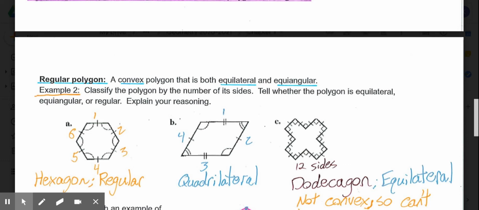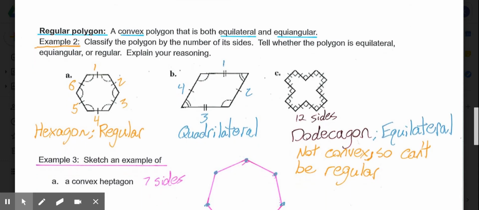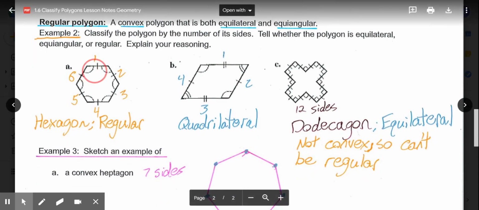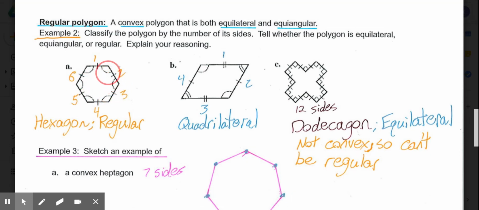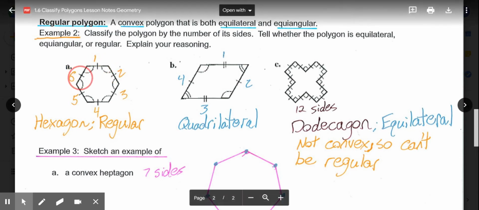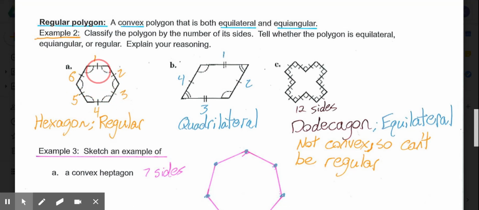Explain your reasoning. So in part A, these little arcs on the angles, a single arc means it's congruent to any other single arc. So all my interior angles have the single arcs, so they're all congruent. So I know it's equiangular. The little single hash mark on each side tells me each side with 1 hash mark are congruent. So it's also equilateral.